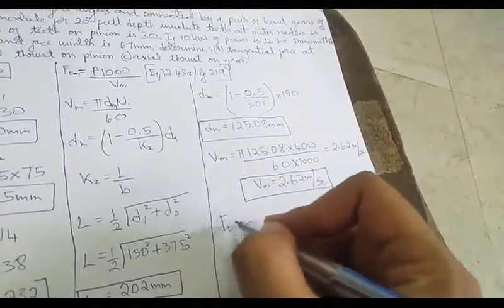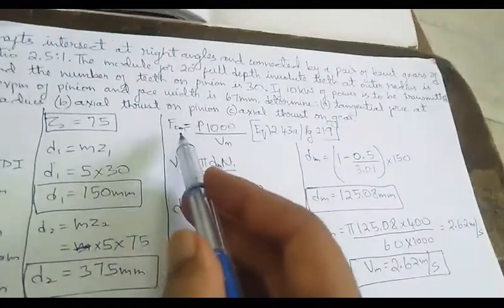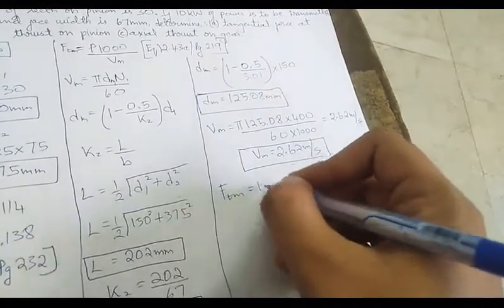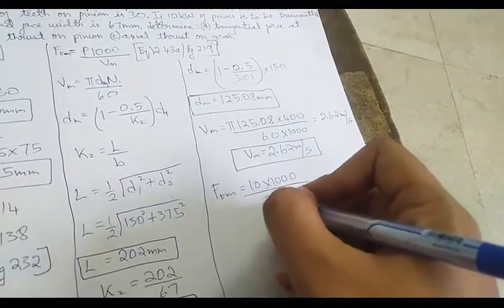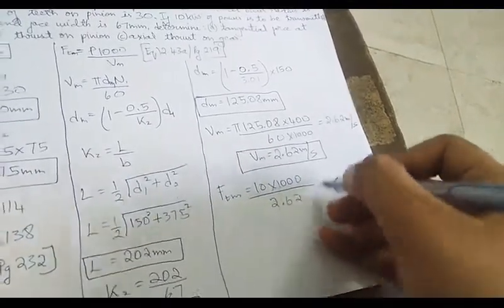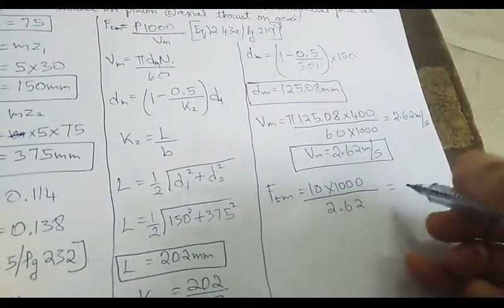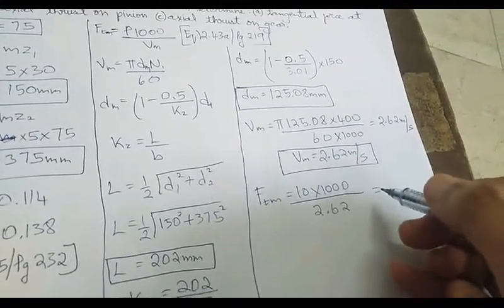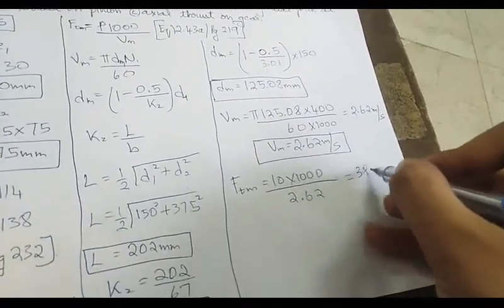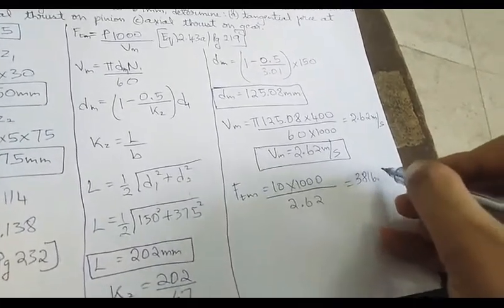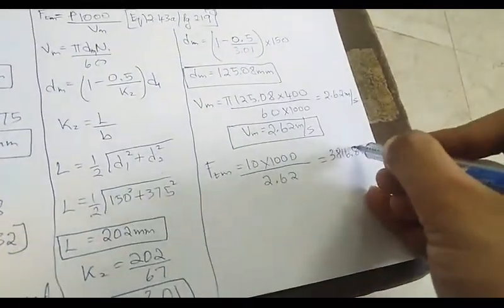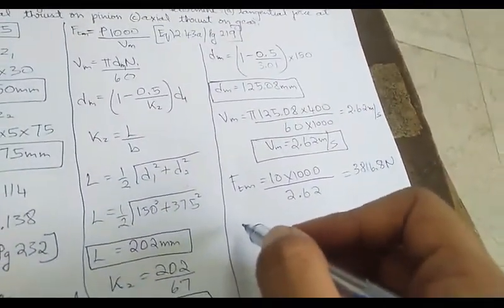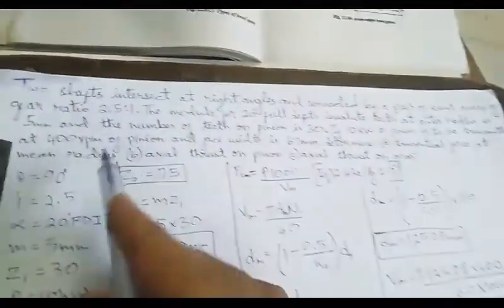Now we'll find the value of mean tangential force. Ftm is equal to P times 1000 by Vm. The value of power is 10 kilowatt, so 10 into 10 power 3 divided by Vm, 2.62. So Ftm, the mean tangential force, is 3816.8 Newton. We have found out the tangential force at mean radius.